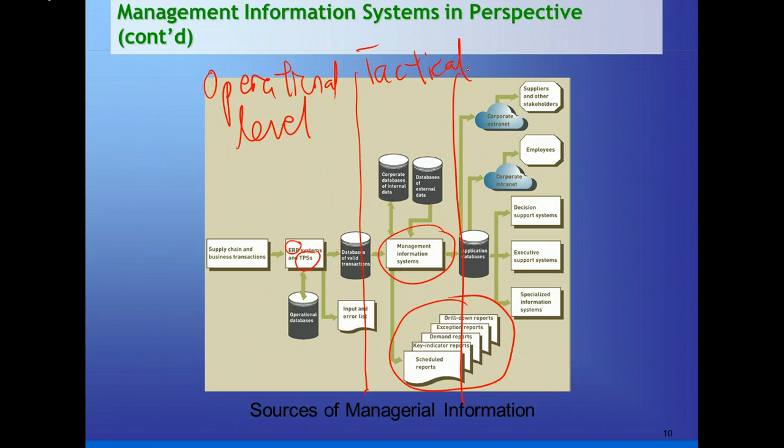And over here we have our tactical level, which helps provide decision support to our middle managers, and finally we have our strategic level, where we help provide long-term and strategic decisions to senior management. So this is how a management information system fits in perspective. A very important portion is that a management information system takes in input of a valid transaction, and it outputs our reports.